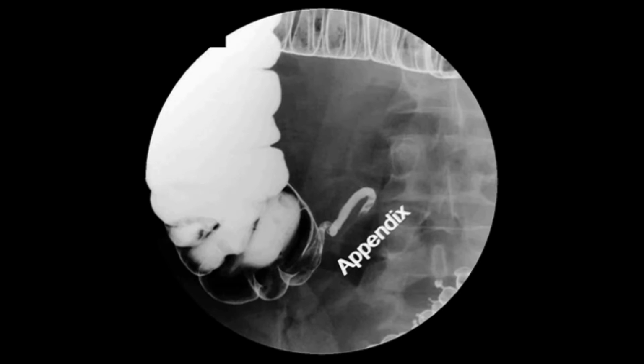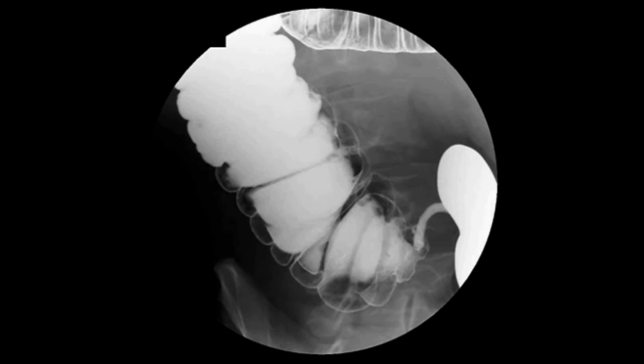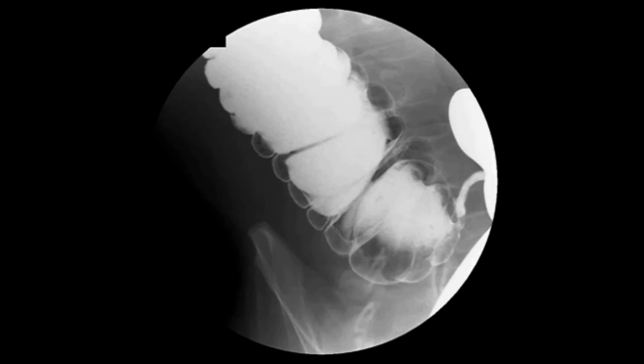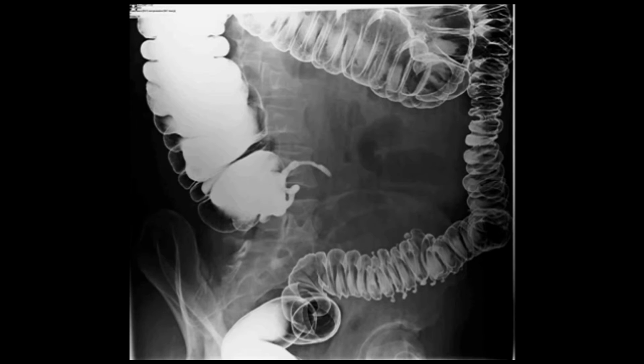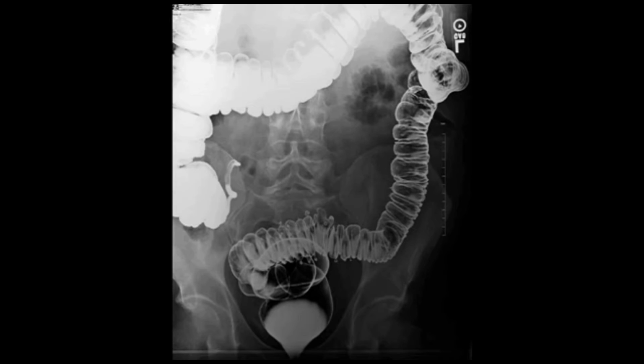Here we see a redundant sigmoid loop. This could lead to a volvulus later. However, remember, the sigmoid usually has its own mesentery, which only increases the tendency of a volvulus to occur as it can twist on its own mesentery. This patient has several small diverticuli along the sigmoid colon. Remember, diverticulosis is most common in the sigmoid colon, but can occur anywhere in the colon. There can be diverticuli in the cecum, perhaps even the small intestine, but not below the peritoneal reflection.